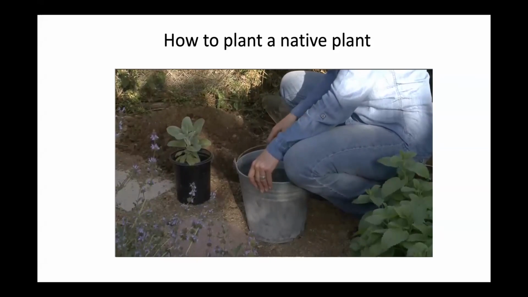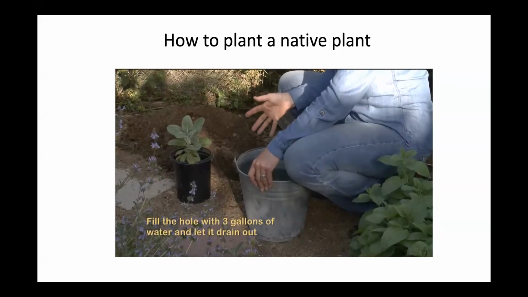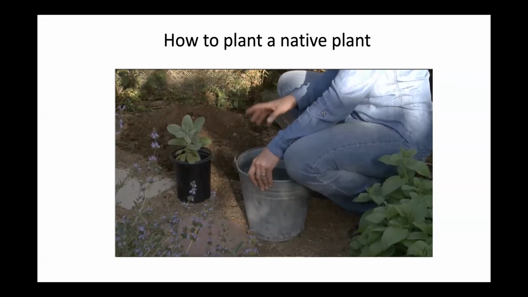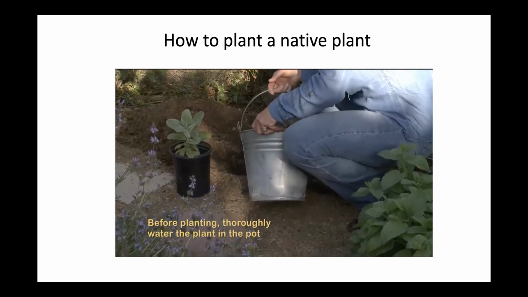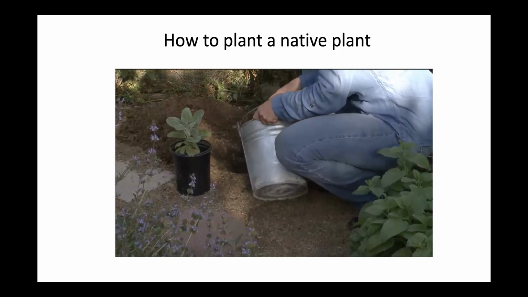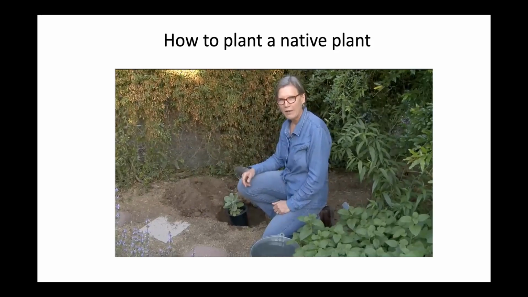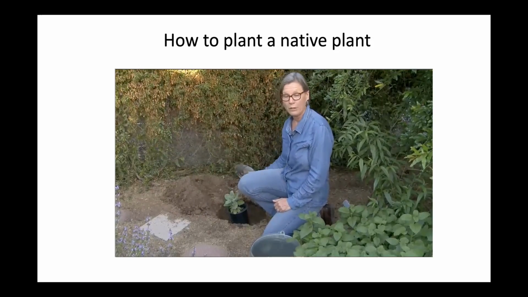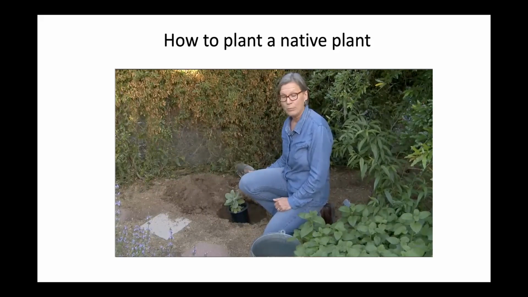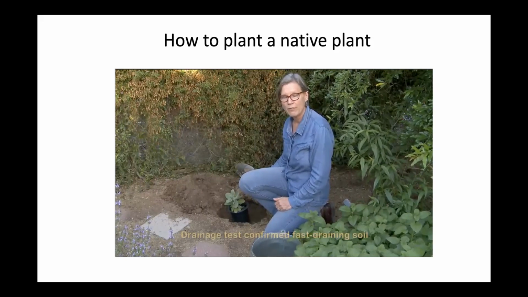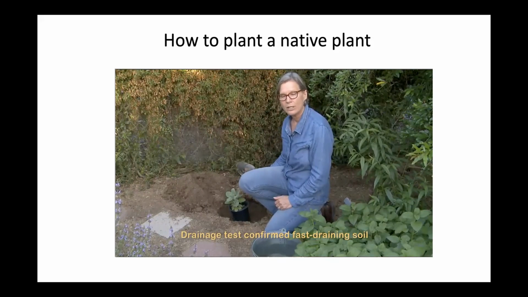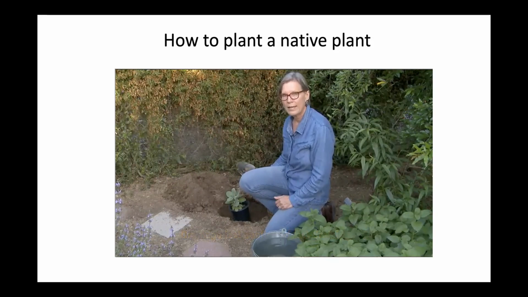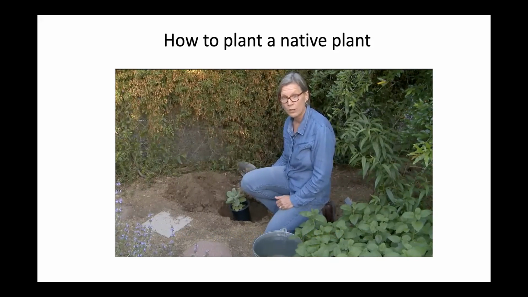And I'm going to pour in 3 gallons of water and wait for it to completely drain out before I plant the plant. And then you also want to water the plant in the pot thoroughly before you plant it as well. Here we are a half an hour later with the hole that we filled with water. It has completely drained, so we know that we have fast draining soil. And we can plant anything, either a clay adapted plant or a plant that is adapted to fast draining soil.